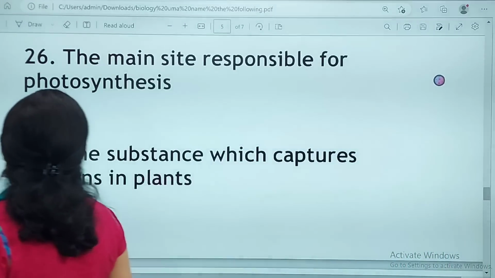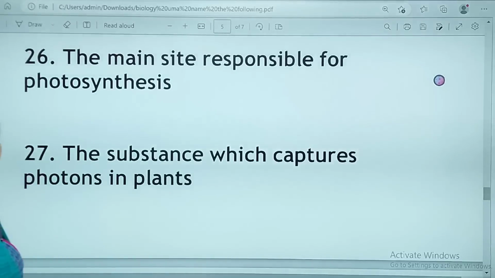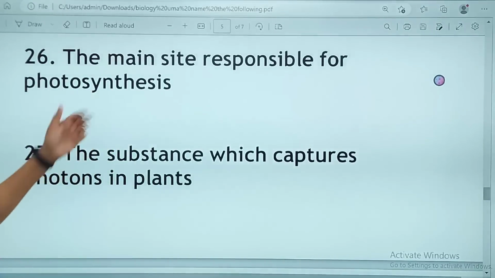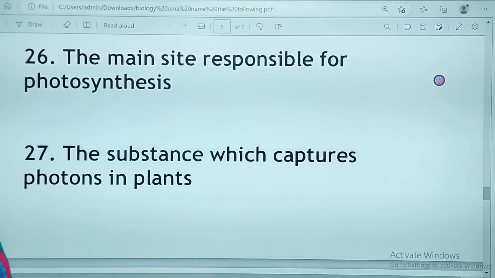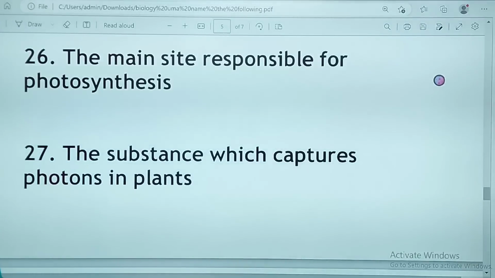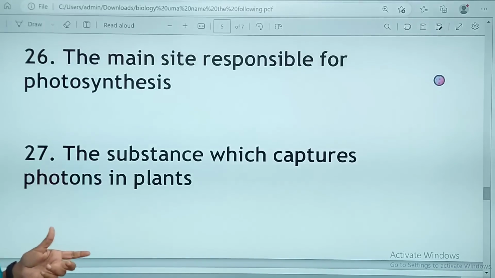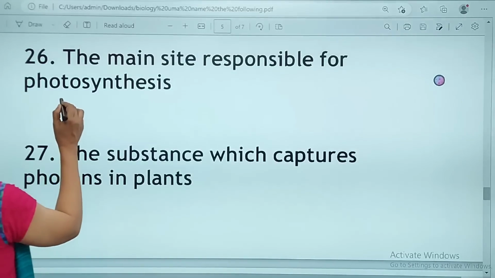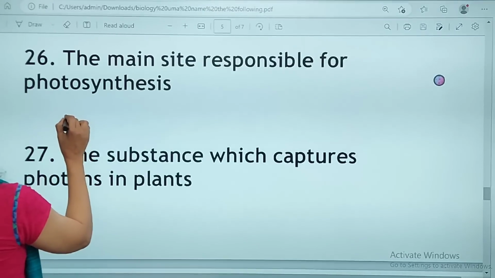The main site responsible for photosynthesis. What will you write here? All of you know that it's green plants that have photosynthesis. So should we write a plant? Should we write a leaf? But sometimes even the stems are green, and they can carry out photosynthesis. In many plants the stem is in fact green and also carries out photosynthesis. So what will you write here? The main site responsible for photosynthesis. Should we write leaf? Should we write green stem? What you should write is chloroplast.